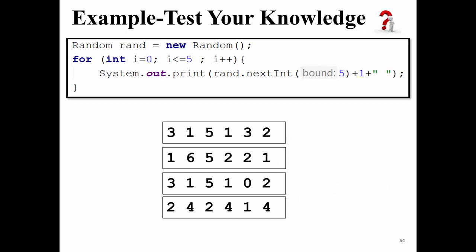Okay, given this random number code, to test our knowledge, what do you think the possible outputs are? These are 4 possible outputs. Some of them are wrong, some of them are correct. Which one of these outputs is correct? Which one is wrong?